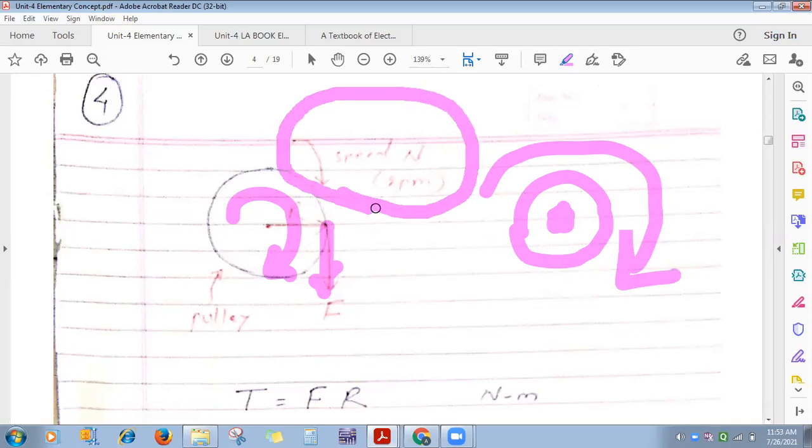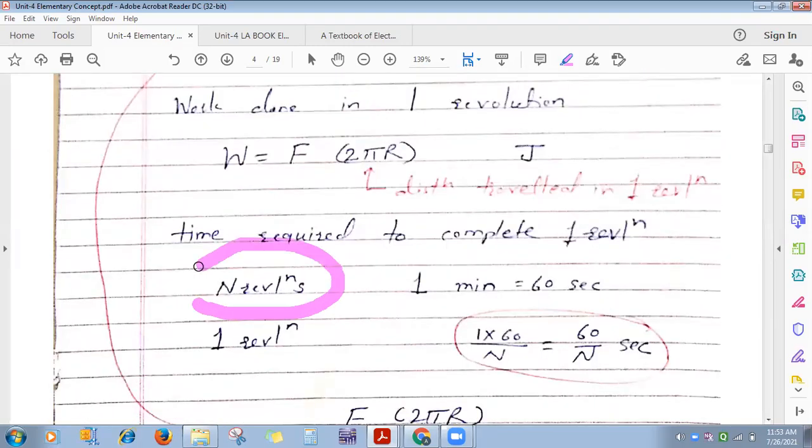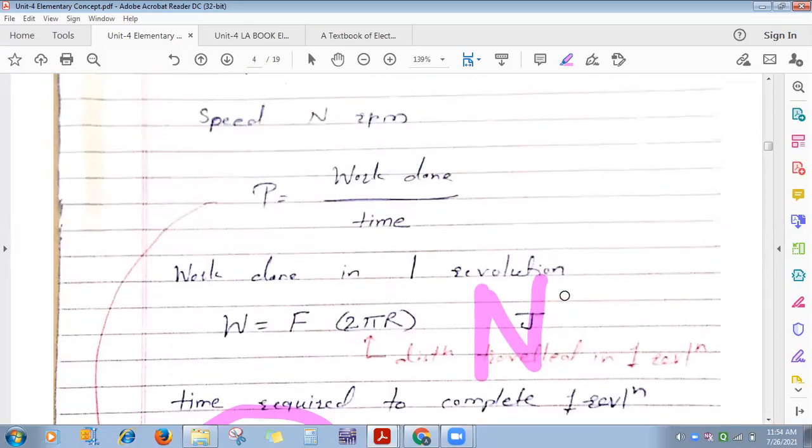Here I have written it, slightly blurred. Okay, here you can see capital N, revolutions. So the speed of a motor and generator is denoted by capital N. Unit is RPM, revolutions per minute. Suppose one motor is there, its speed is 1500 RPM. Means what? That motor is going to complete 1500 revolutions in 1 minute. That is its meaning.